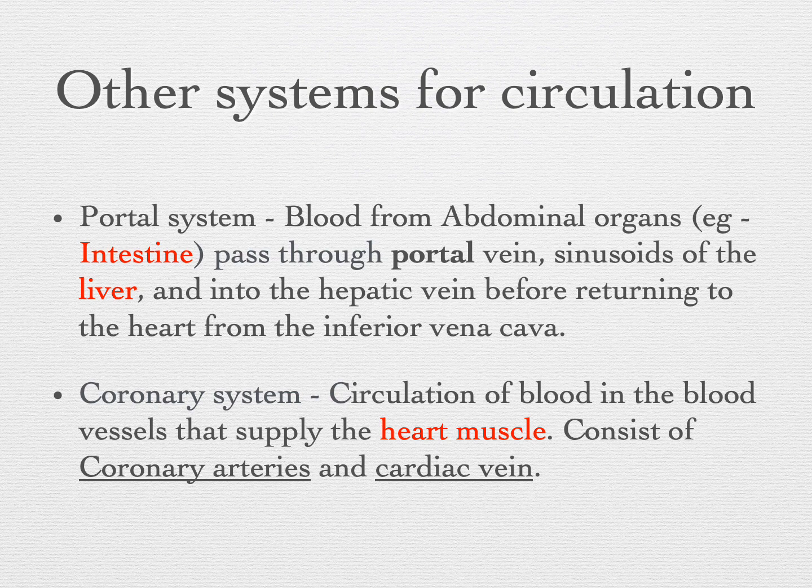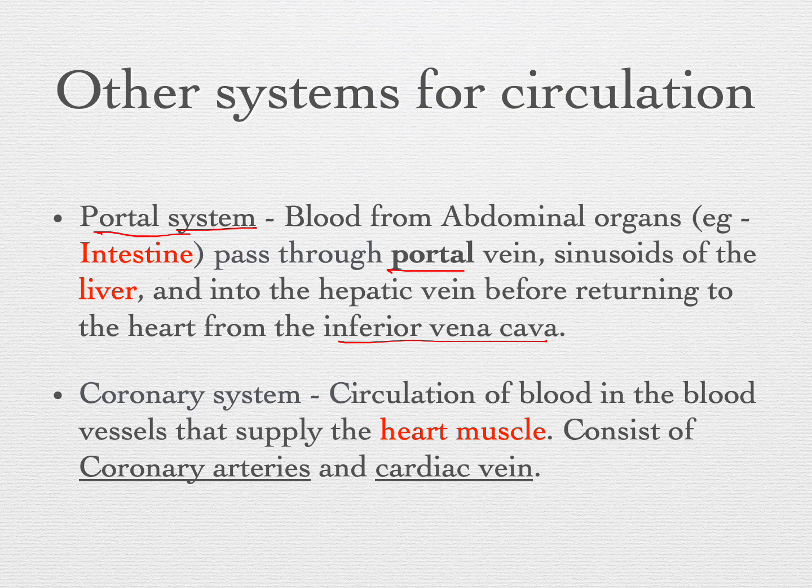Now other systems which are important for circulation. The first is the portal system. Blood from abdominal organs like the intestine pass through the portal vein, sinusoids of the liver, and into the hepatic vein before returning to the heart from the inferior vena cava, and this system is known as the portal system.